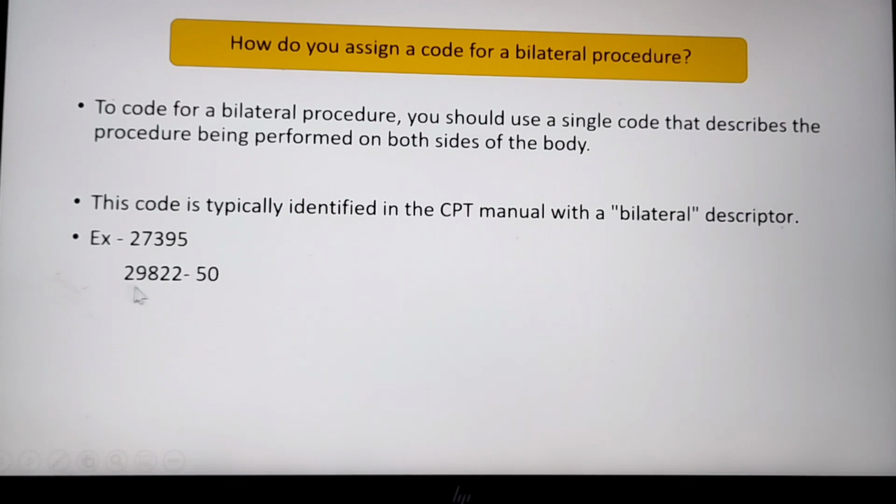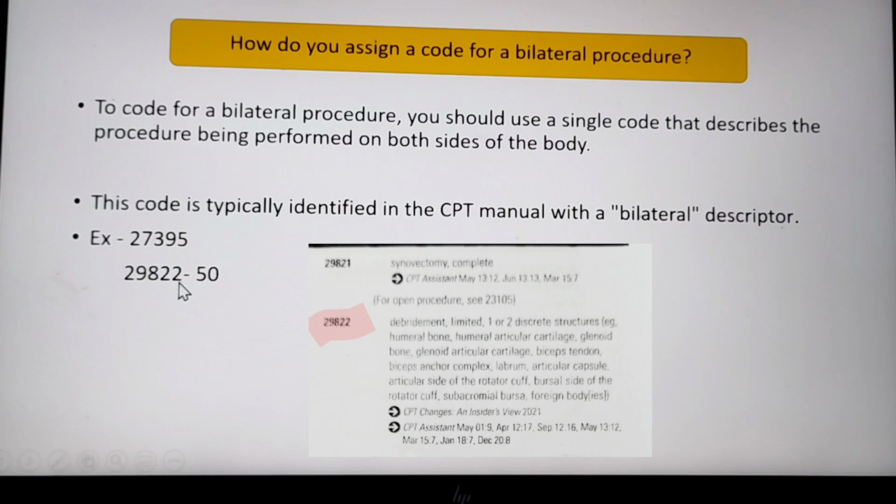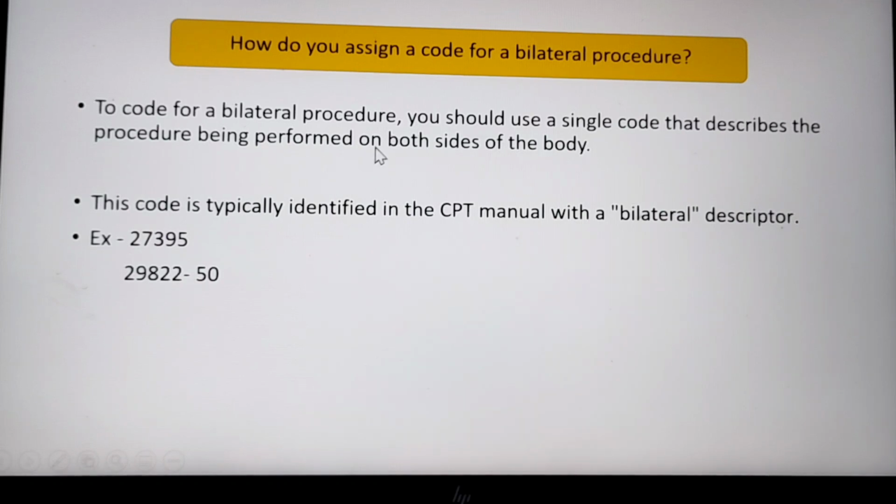And the second example is 29822. So what is the code description for 29822? The code description for 29822 is arthroscopy, shoulder, surgical, debridement, limited, one or two discrete structures. So here if the procedure is performed on two shoulders, in that code description there is no word bilateral. So we have to use the bilateral modifier 50. So this is the bilateral procedure. To code a bilateral procedure, you should use a single code that describes the procedure being performed on both sides of the body, or we have to use the bilateral modifier.